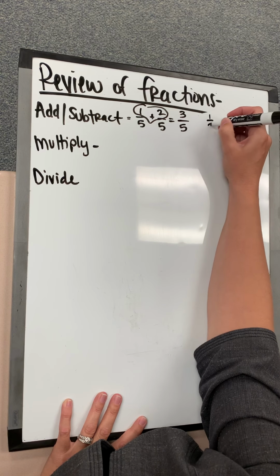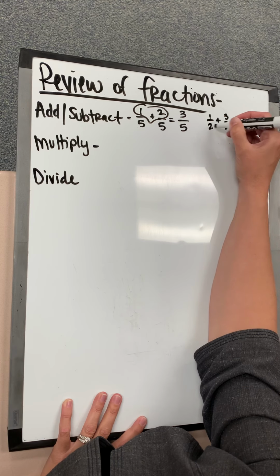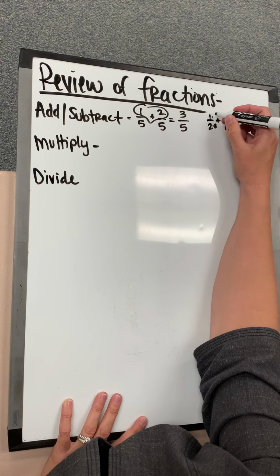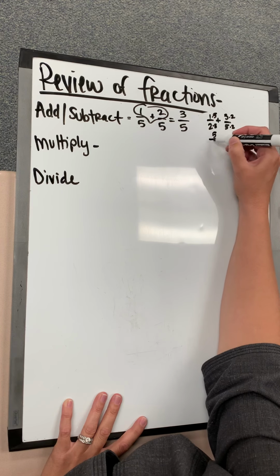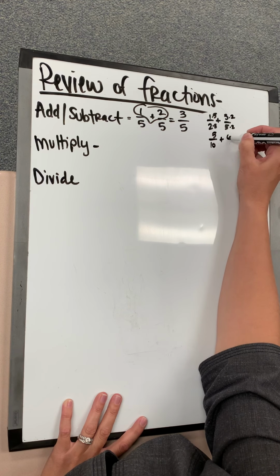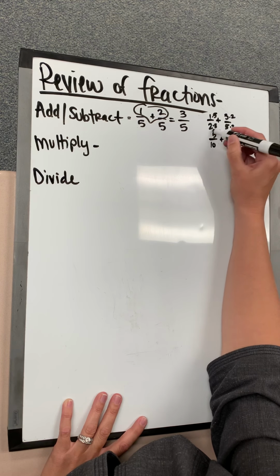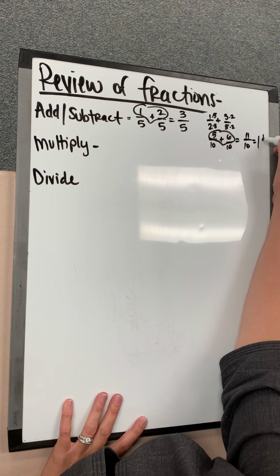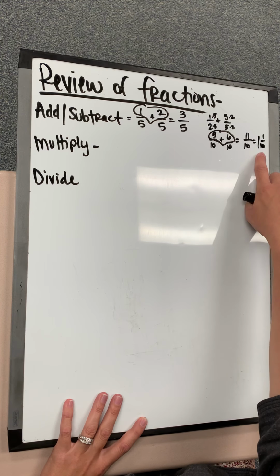So if I have 1/2 plus 3/5, 2 and 5 are my denominators. I know that they both go into 10, so I would have to make that a 10 and this a 10. So then I would have 5/10 plus 6/10, and I would be given 11/10 straight across the top. And then I keep my denominator, or 1 and 1/10. So that is an improper fraction, and this is a mixed number.